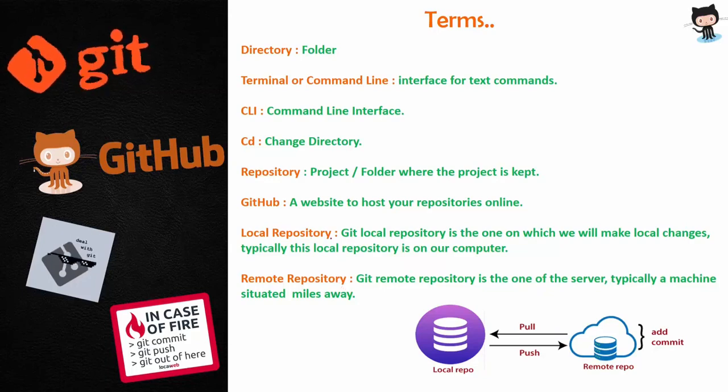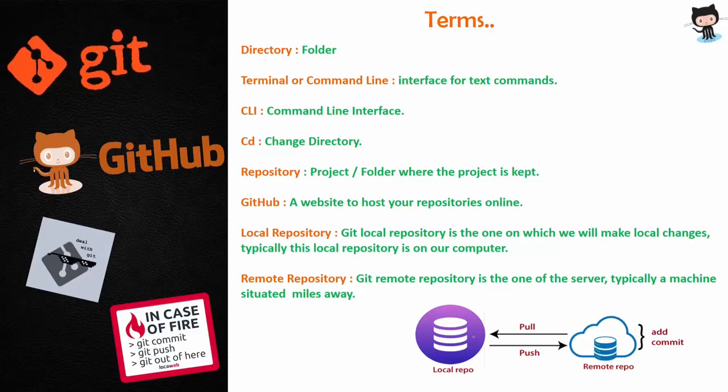Local repository, Git local repository, is the one on which we make local changes. Typically, this local repository is in our computer. Like here you can see, this is the local repository, it's in our computer. Whereas remote repository is the one on the server. It is a machine situated maybe just miles away and it is a server.